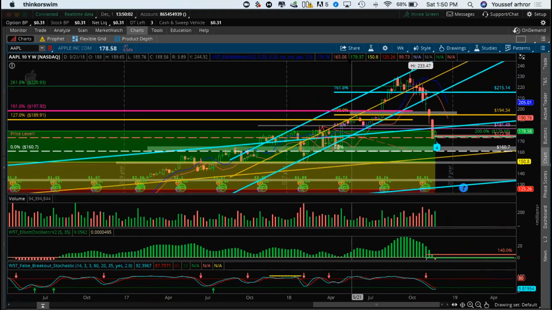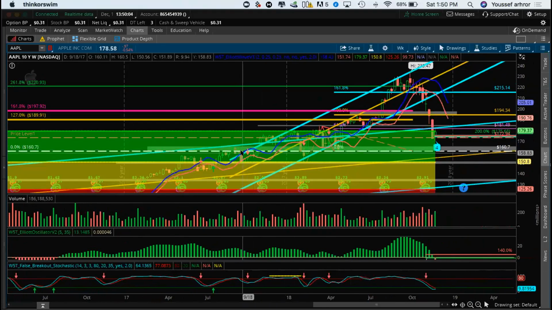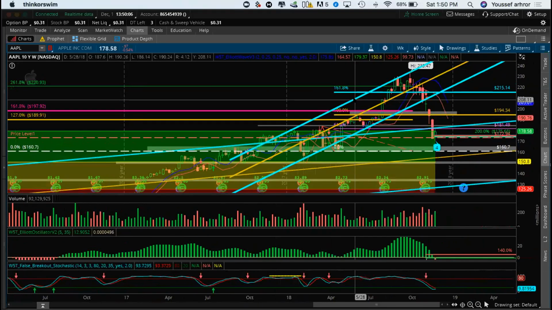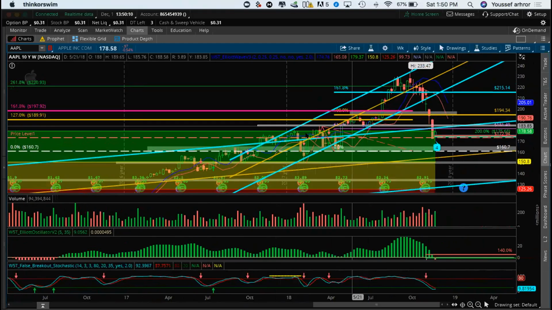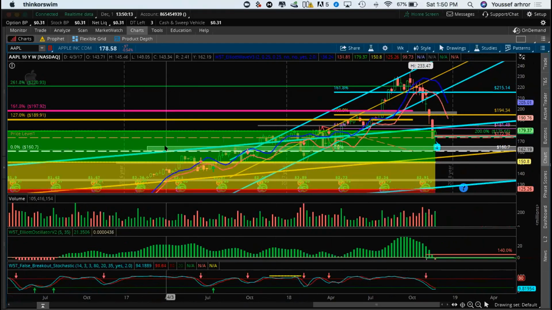So we can see this parabolic move out of the main trend channel. Made those all-time highs. Along the way, we got some good support resistance zones. So this one here, okay, really good support resistance zone there. And it's freaky that we're getting close to that right now.